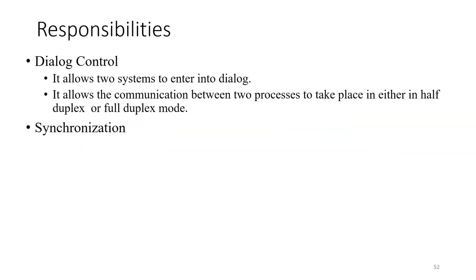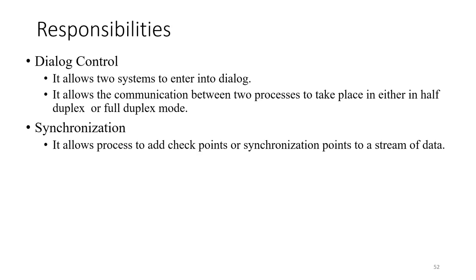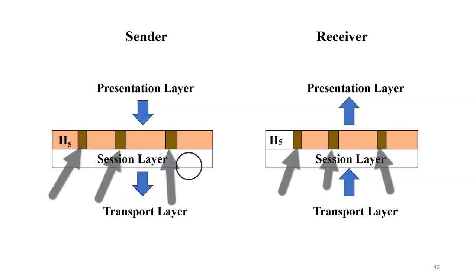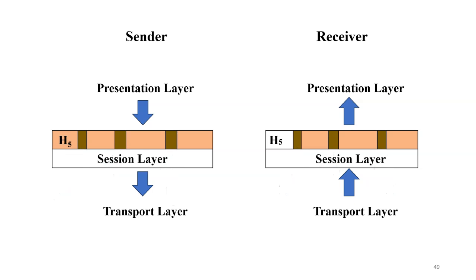The next responsibility is synchronization. The session layer allows a process to add checkpoints or synchronization points to a stream of data. Here at the sender side, the entire process is divided into a number of subprocesses or parts. To synchronize these parts, we have checkpoints at the session layer. You can see those checkpoints or synchronization points on both sides, the sender side and the receiver side.